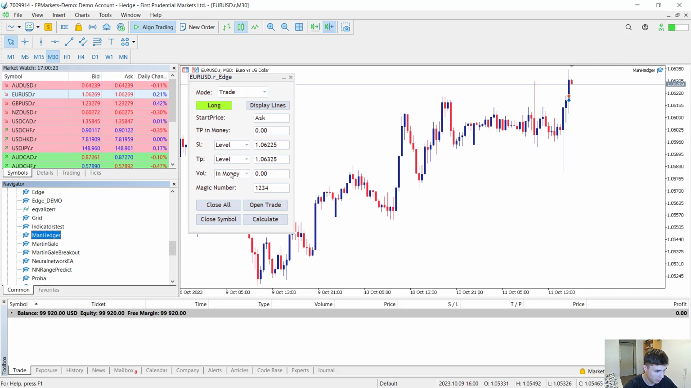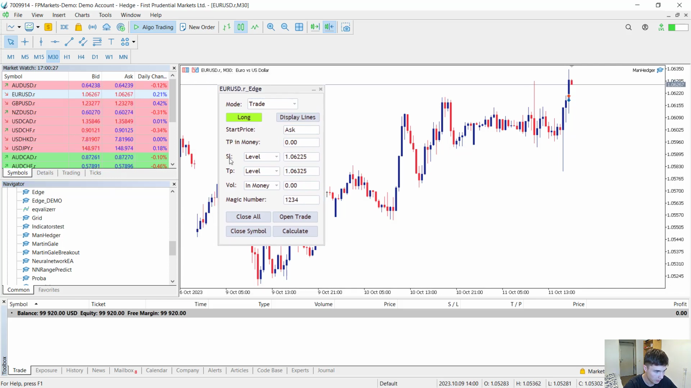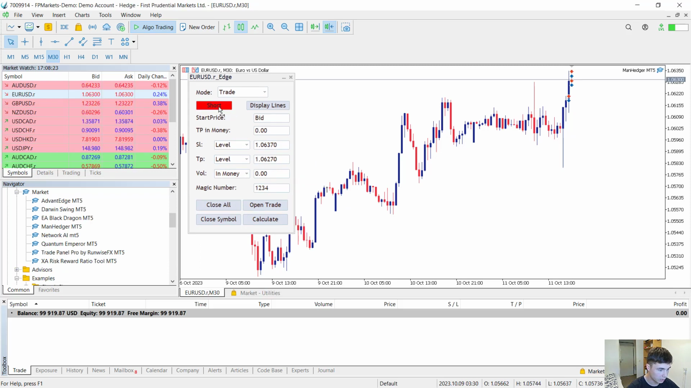on the chart. As you initialize the EA, you will see that there is a panel and the trade mode is active right now. We have three modes: the trade, zone recovery and grid mode. In the trade mode you can place orders or take trades easily and manage these trades. Here you can select your direction. You can select whether you want to go long or short.